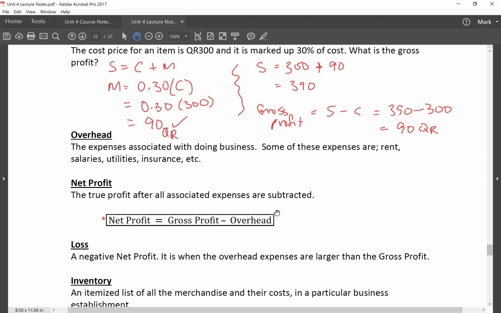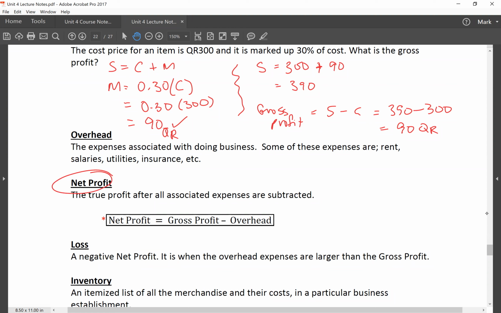So the idea is with a good business that all of their profit will still be positive. Every bit of money that they spend for overhead, salaries, gas, rentals, all of that money will still be positive. And that brings me to net profit.